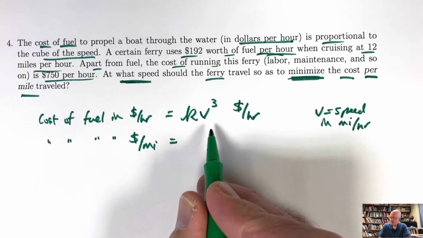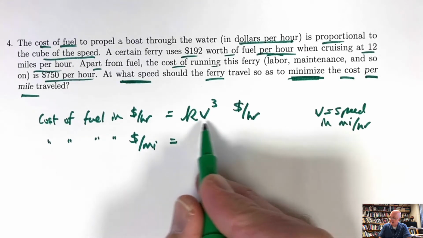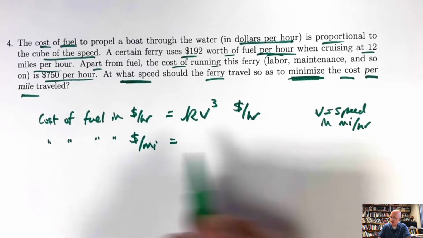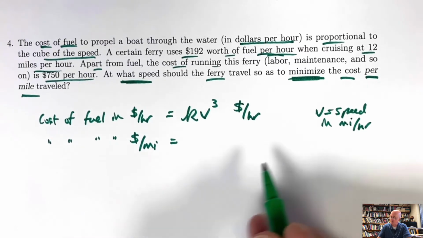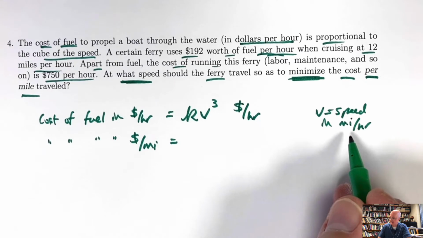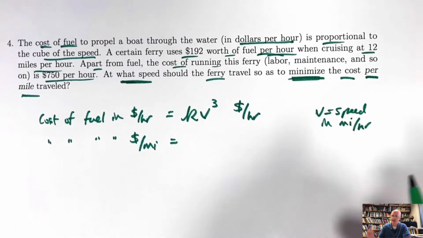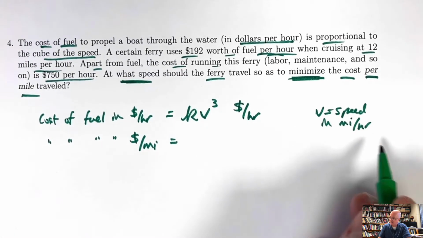Think about units. You either have to take this thing, kV cubed, and multiply it by V or divide it by V. Which would give the right units of dollars per mile? You want the hours to cancel. Don't multiply. The hours won't cancel. The units of the product would be dollars miles per hour squared, which doesn't make much sense. But if you divide by V, the hours will cancel.